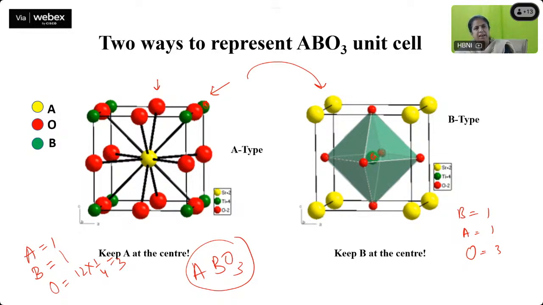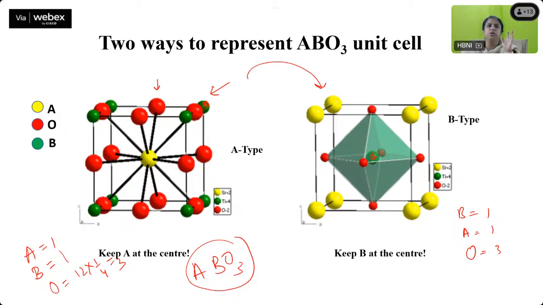If you want to keep A at the center, put B at the corners. If you want to keep B at the center, put A at the corners. When you have A at the center, all the oxygens go at the edge center. But when you have B at the center, it will be easy for you to remember: I have to make a BO6 octahedra, so all oxygen goes on the face center.